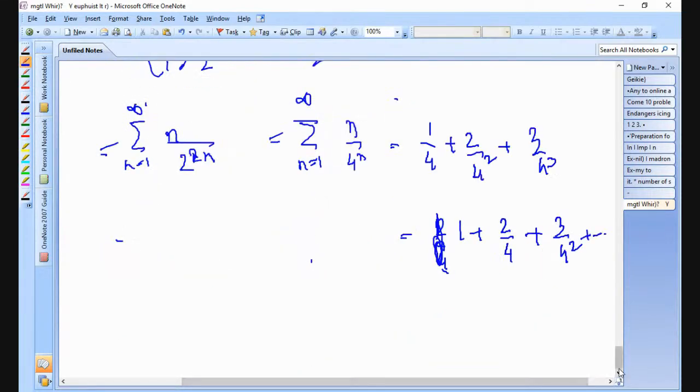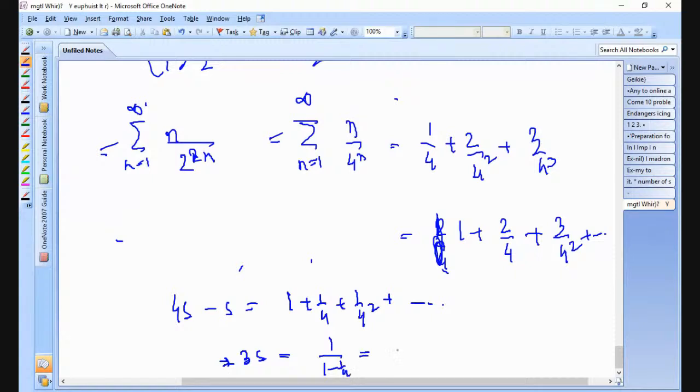So if you do 3S, if you subtract this from this, you get 4S minus S. Sorry, not 3 by 4: 1 plus 1 by 4 plus 1 by 4 square plus dot dot dot. So therefore you get that 3S is equal to this sum, which is 1 by 1 minus 1 by 4, which is 4 by 3, right? So therefore S is equal to 4 by 9.